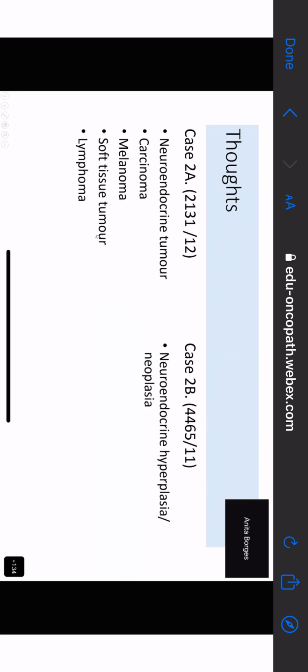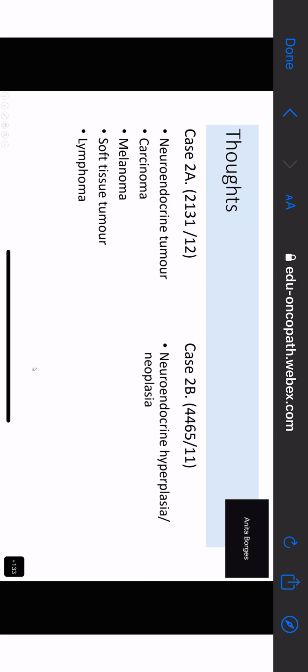If you have to make some kind of differential diagnosis, what are your thoughts? Everybody knows that 2B is neuroendocrine hyperplasia versus neoplasia. What is it in 2A? Neuroendocrine tumor. So, who said neuroendocrine tumor? Limpy, you've joined us. How nice. Limpy, you think it's neuroendocrine tumor. All right, very good.